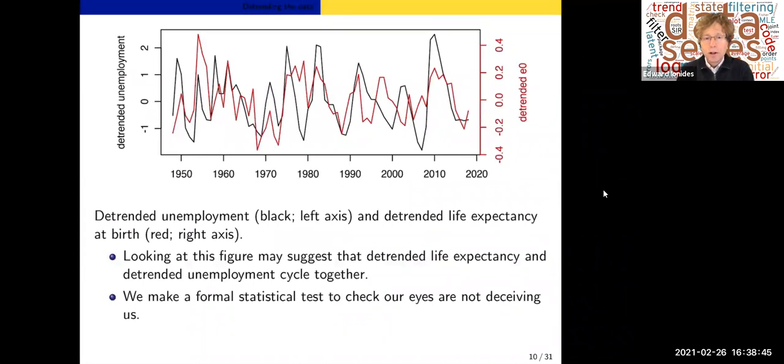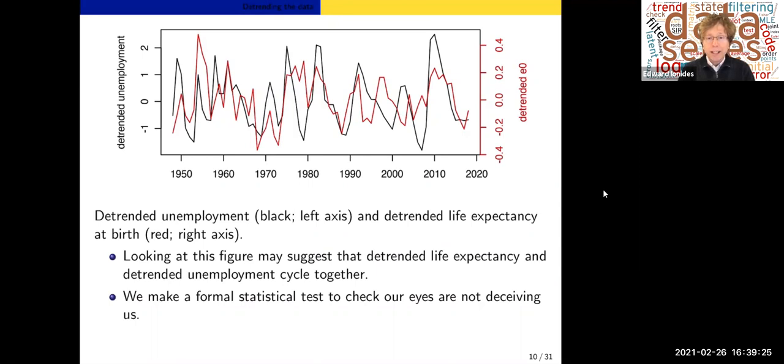So what do we have? We have detrended unemployment in black on the left axis, detrended life expectancy at birth in red on the right axis. And I think just looking at these two things, it looks like they cycle together. Let's see what that means. That means high unemployment corresponds to gains in life expectancy. That means gains in life expectancy happen during recessions, according to this association.